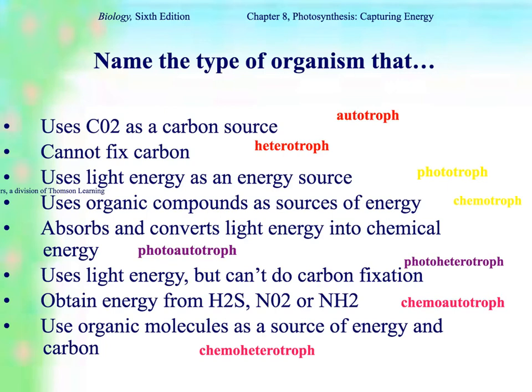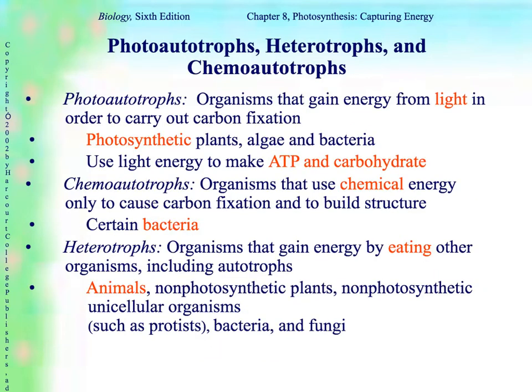And then you have a photoautotroph, which uses light and uses carbon dioxide as a carbon source. Then you have a photoheterotroph, which uses light energy but can't do the carbon fixation. A chemoautotroph is obtaining energy from other sources. And then a chemoheterotroph is using organic molecules as a source of energy and carbon. The main three that I want to concentrate on are photoautotrophs, chemoautotrophs, and heterotrophs.